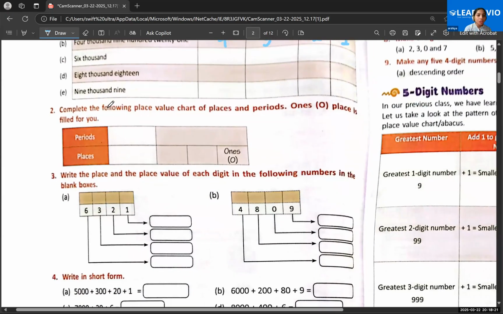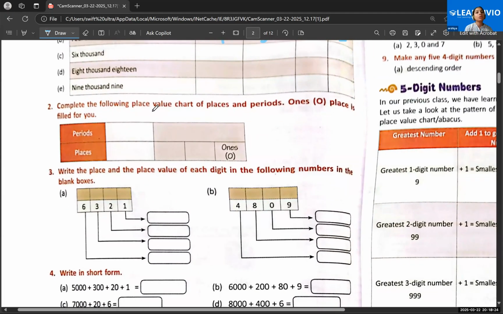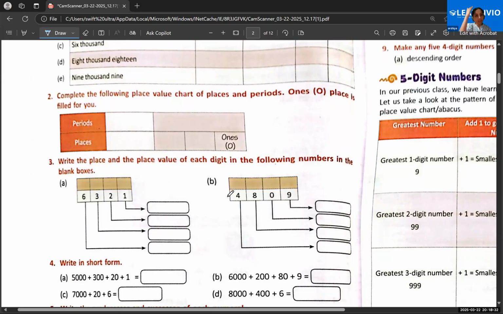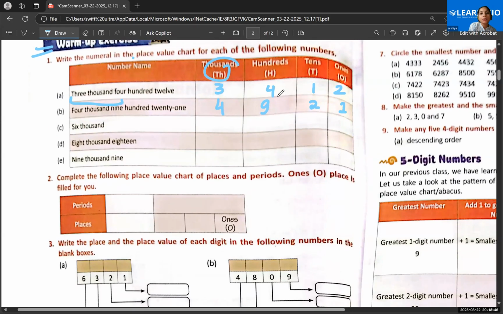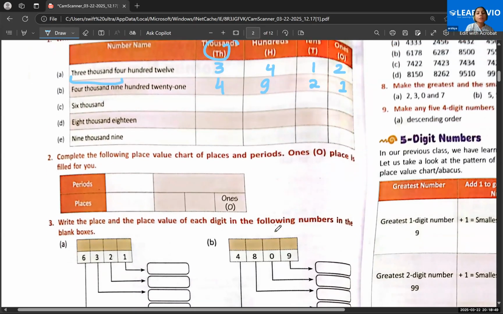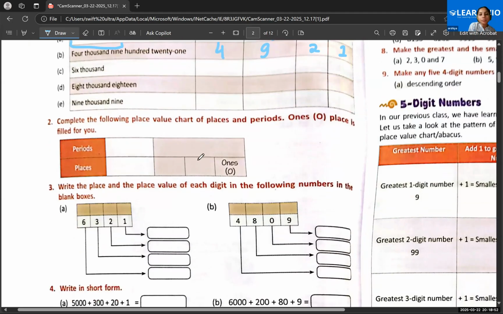Now, the next question says complete the following place value chart of places and periods once O place is filled for you. Where are the numbers? Okay, got it. So the same thing, they want you to write thousands, hundreds, tens, and ones. After ones, what should I write here? Ones, tens, hundreds, and thousands. Correct.